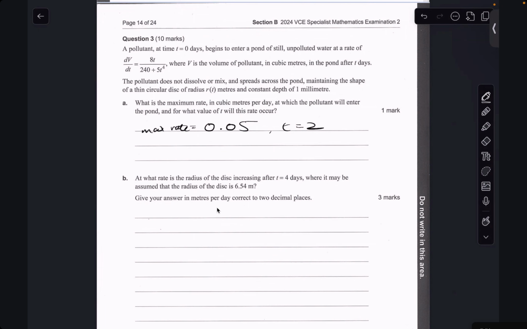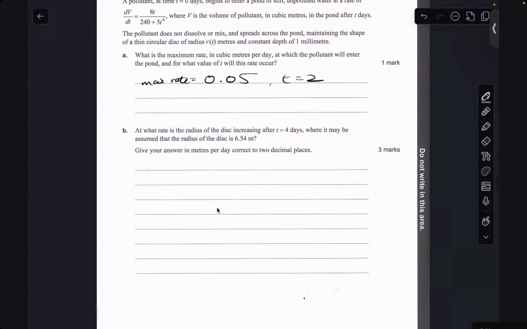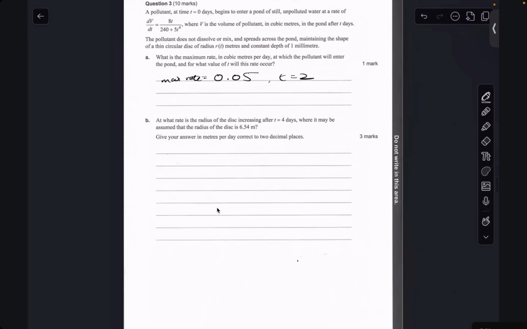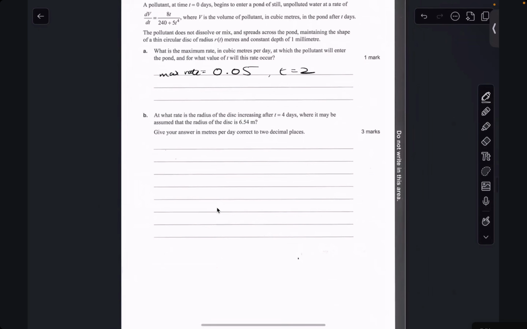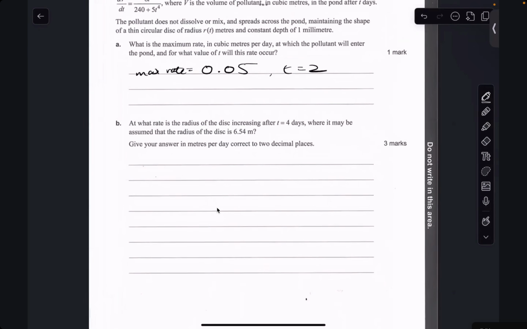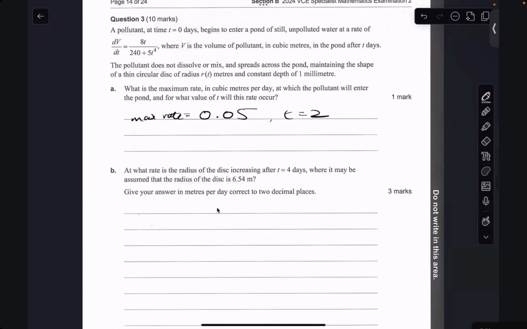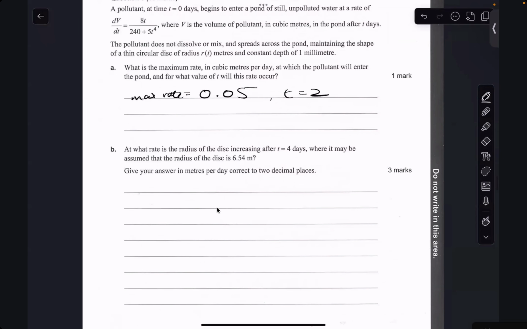Okay. At what rate is the radius of the disk increasing after t is equal to 4 days, where it may be assumed that the radius of the disk is 6.54 meters? Give your answer in meters per day. So we want to know dr over dt when t is 4 and r is that.